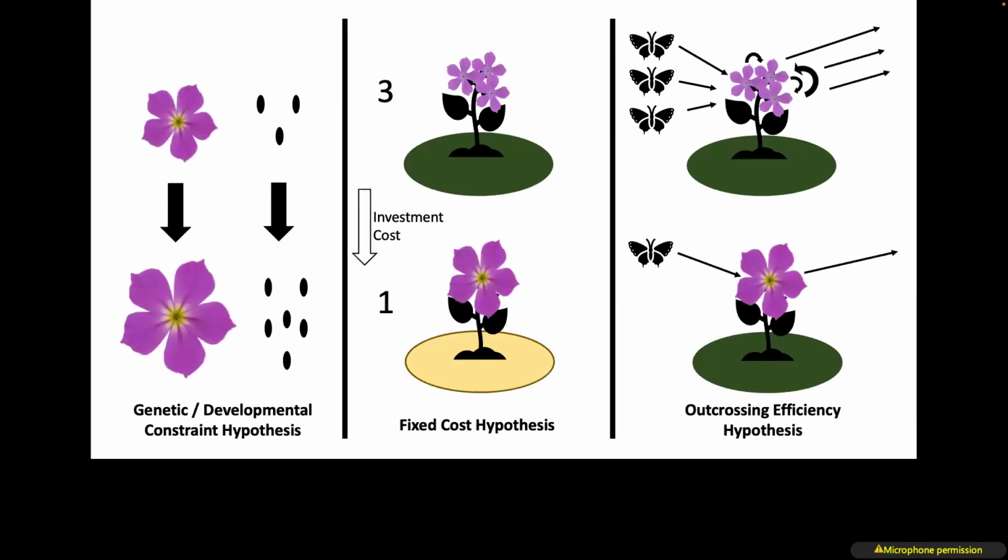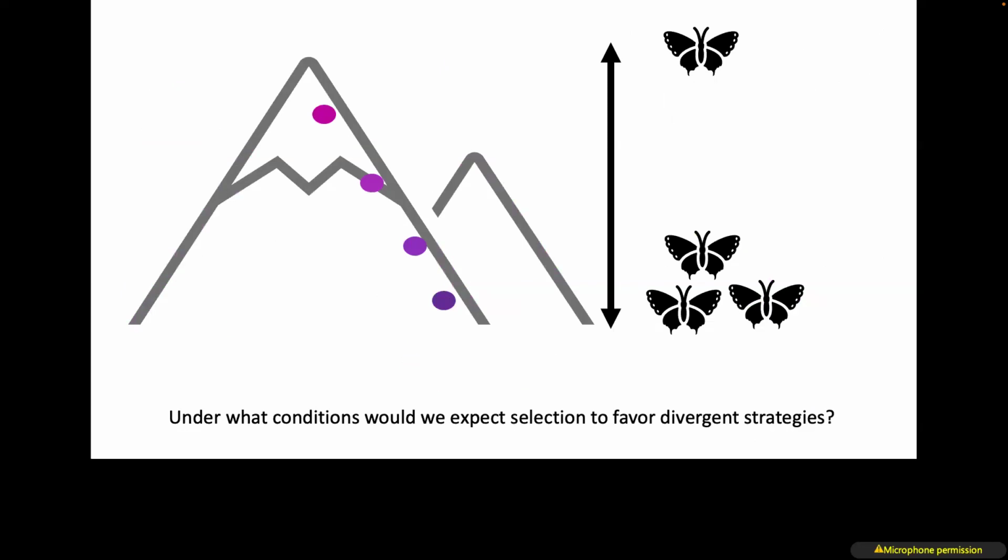Okay, so just to revisit, this falls much more under our genetic and developmental constraint hypothesis, and we do have some degree of evidence to suggest that this hypothesis is probably operating within our species pair, Phlox drummondii and Phlox roemeriana. But to get at how selection might be acting on this particular phenotype, I have started developing a new model system within Phlox for understanding how this could be operating at a microevolutionary scale. And so the question that I'm really interested in getting at here is under what conditions might we expect selection to favor divergent strategies?